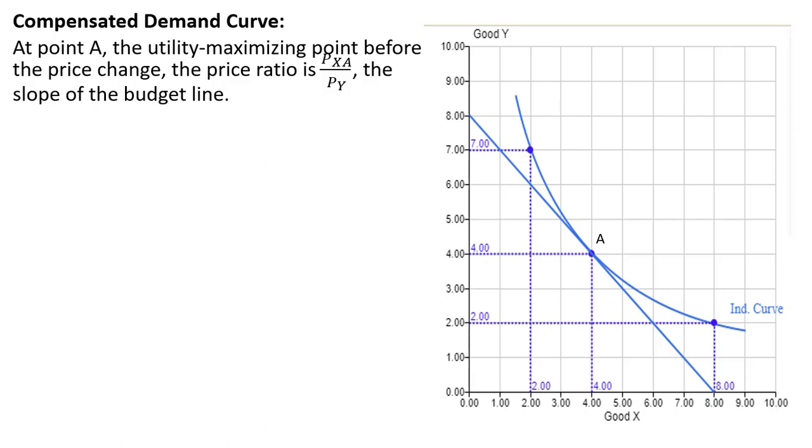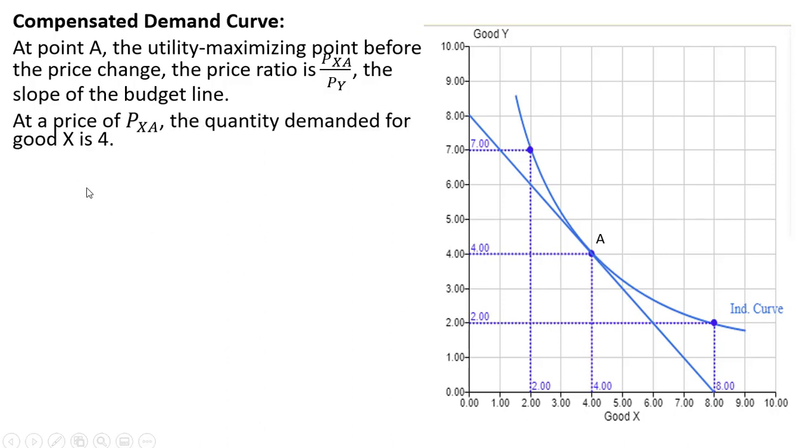At point A, the utility maximizing point before the price change, the price ratio is P_X^A divided by the price of good Y, P_Y. That also represents the slope of the budget line. So the price ratio, the price of good X divided by the price of good Y, is the slope of the budget line. The indifference curve is tangent to the budget line here at point A. And therefore we can conclude at the price of P_X^A, the quantity demanded for good X is 4. We have 1 point on the consumer's compensated demand curve.